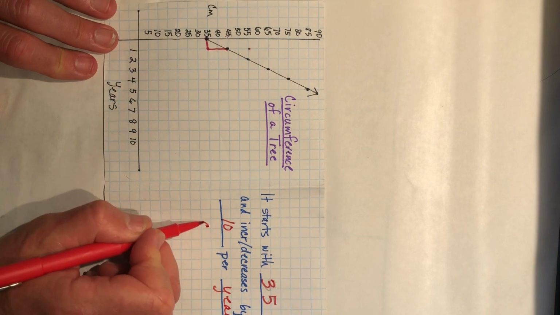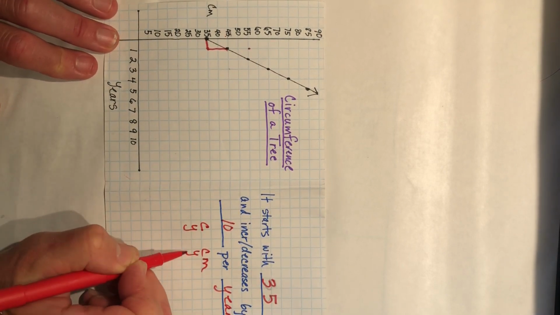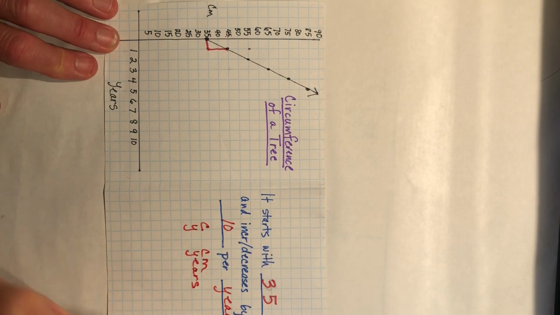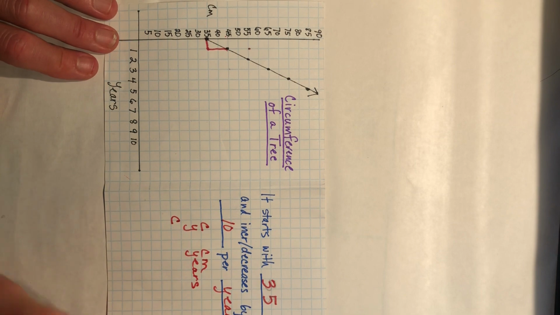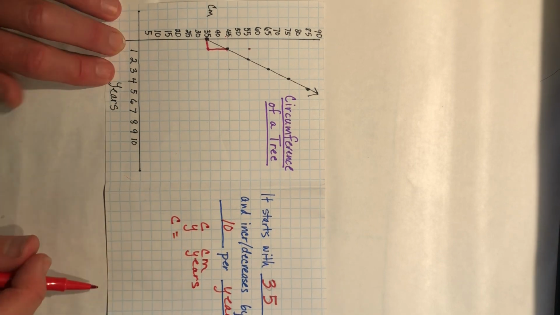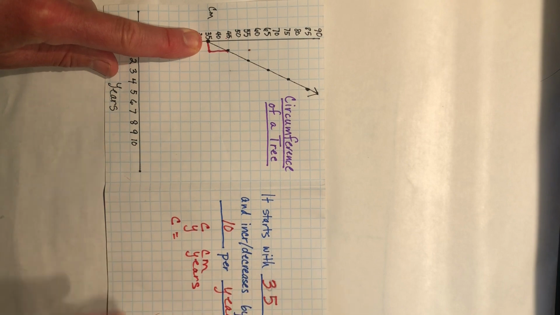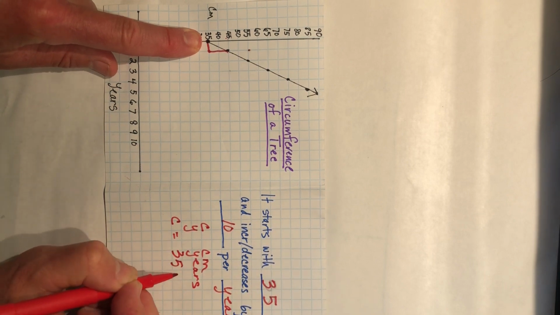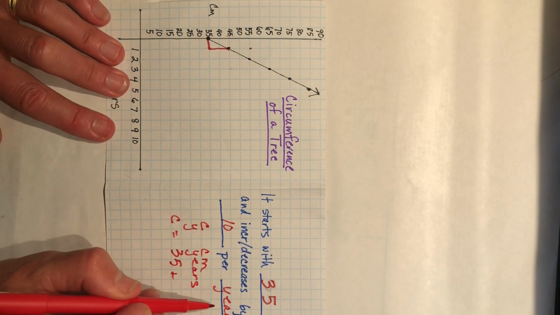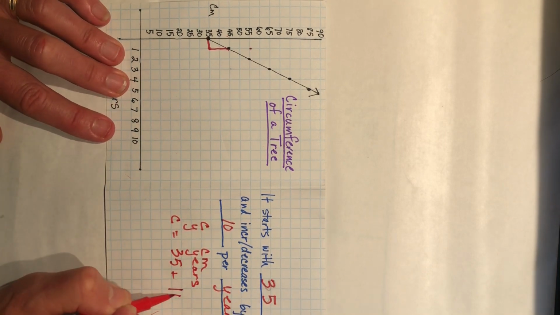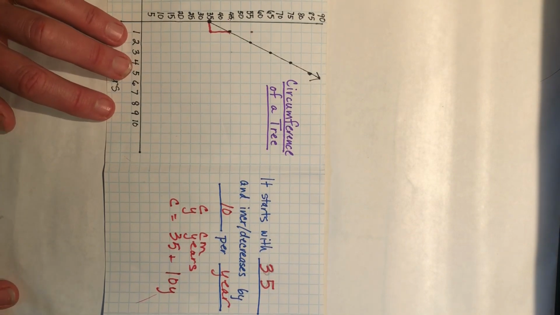All right, let's use C for centimeters. Let's use Y for years. And we can say that the circumference in centimeters will be equal to this 35 right here, the 35 we started with, and an additional 10 for every year that goes by. So it's plus 10y.